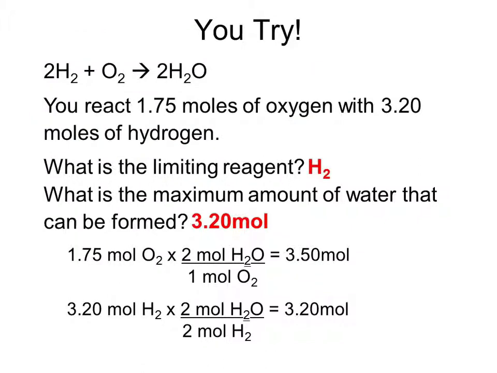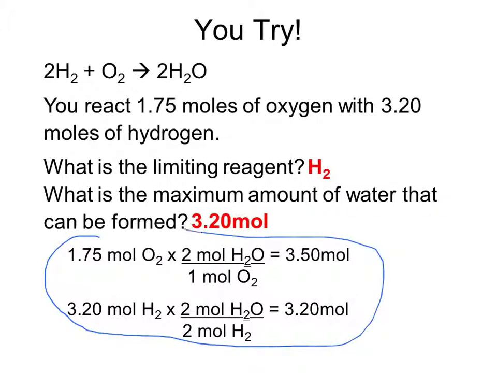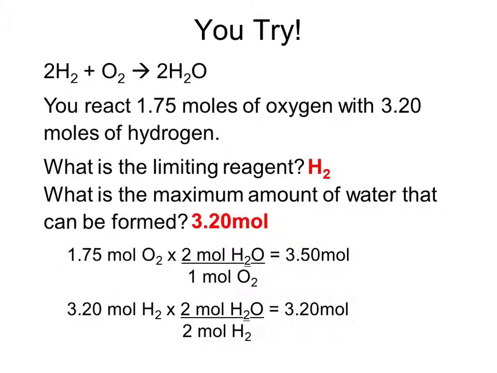Okay, you're back, and you should have tried this already. If you see the way I set it up down here, I'm going to walk through this in a second. Your final answer is that hydrogen is our limiting reagent, and we can only make the maximum amount of 3.2 moles of water. All right, so let me walk through how we did that, for those of you that struggled a little bit with it.